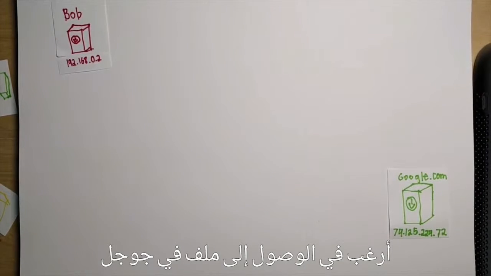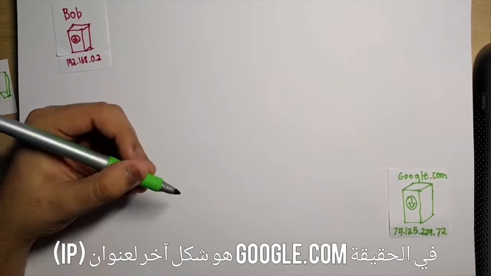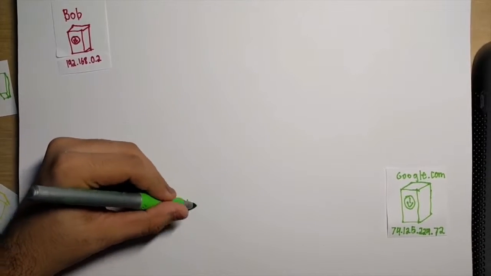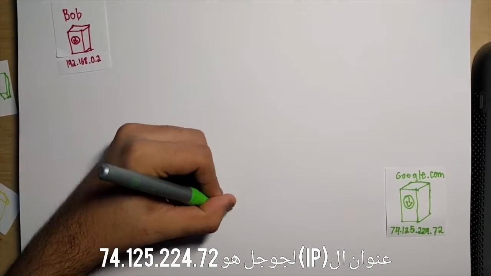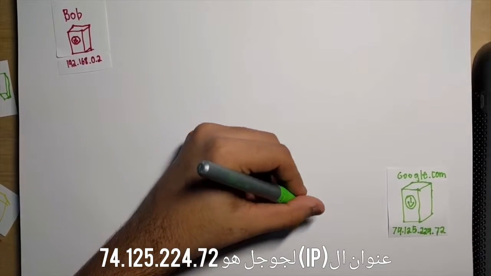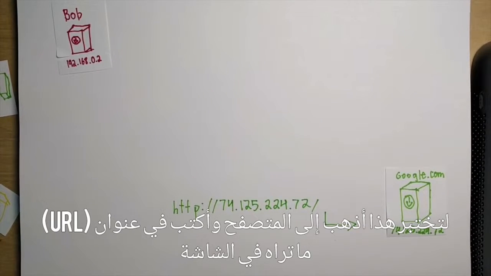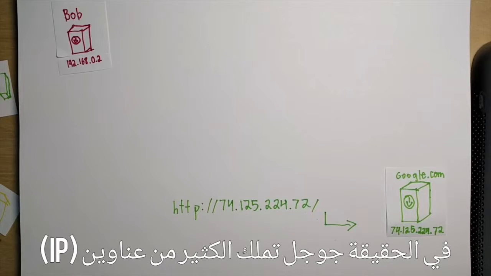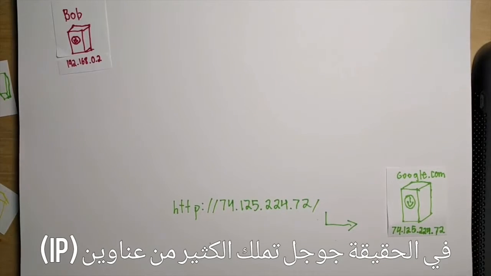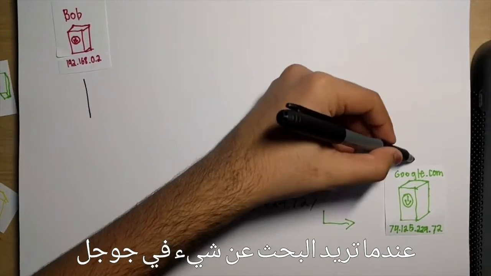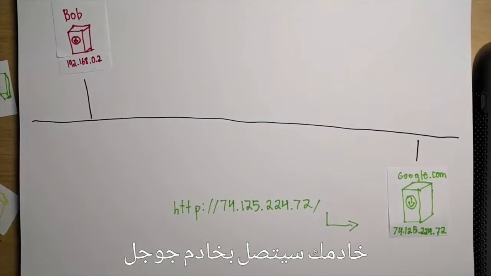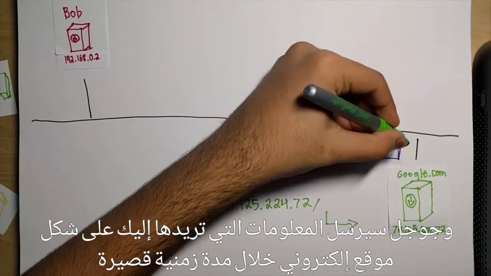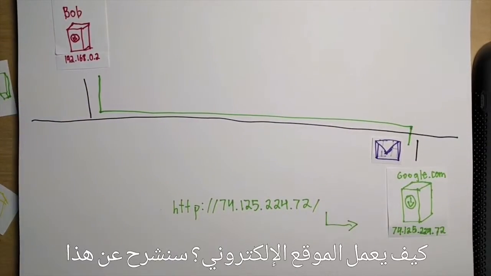Now, let's spice things up a little bit. I want to access a file from Google. Well, google.com is actually just another form of the IP address. Google's IP address is actually 74.125.224.72. To test this, go into your browser and type what you see on the screen, and you will be redirected into Google's page. In fact, Google owns a multitude of IP addresses, enough to own a range of addresses. When you want to Google something, your server connects to Google's server, and Google sends the information you want back to you in the form of a website. In an upcoming short, How Do Websites Work, we will explain more on this.